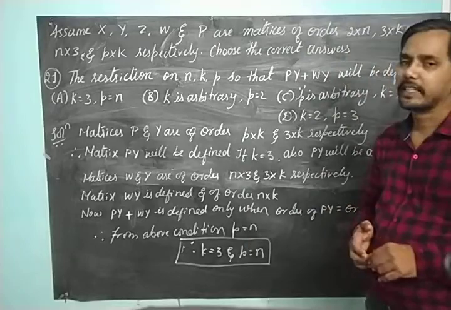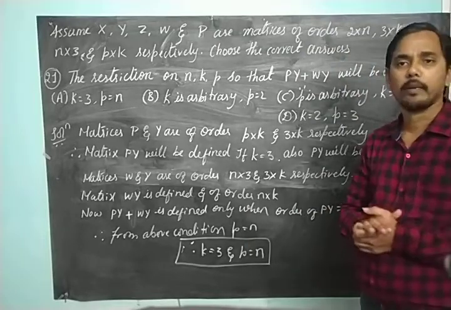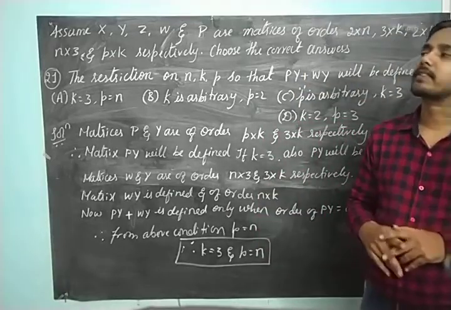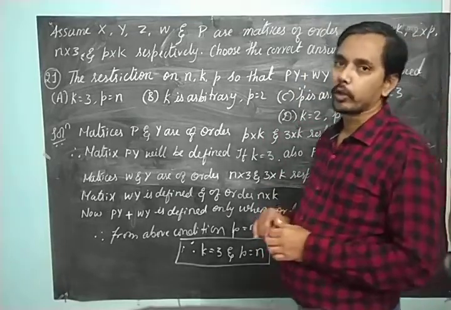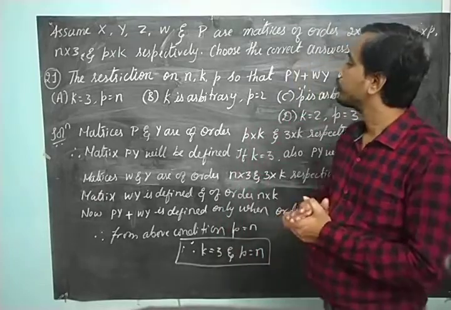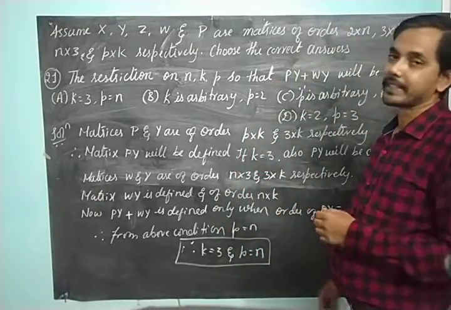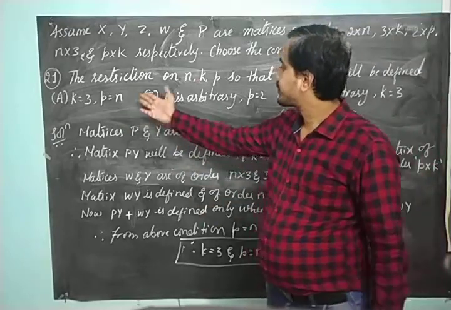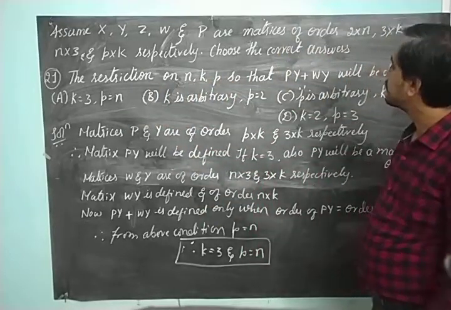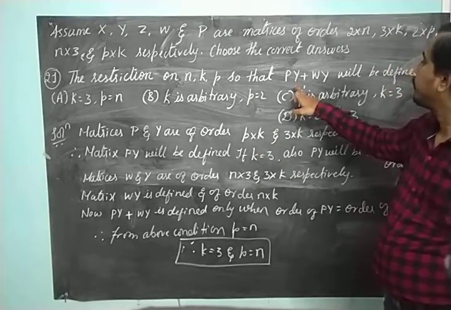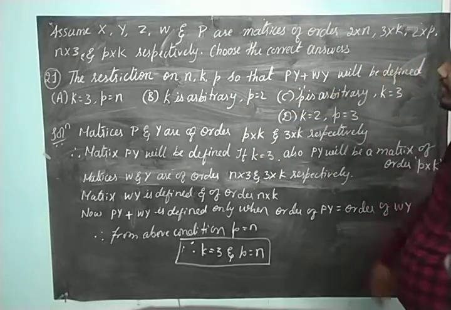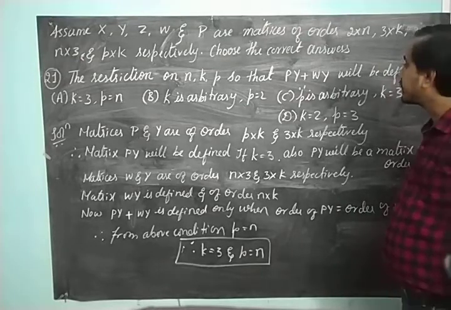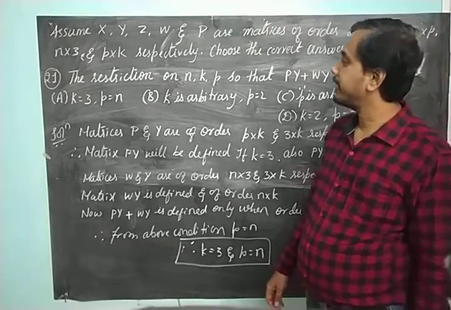So the 21st and 22nd problems are objective based problems. As we know, in each and every chapter of your NCERT book, at the end one or two problems will be objective based. So here comes your first objective based question. What is the restriction on n, k, p so that PY + WY will be well defined?